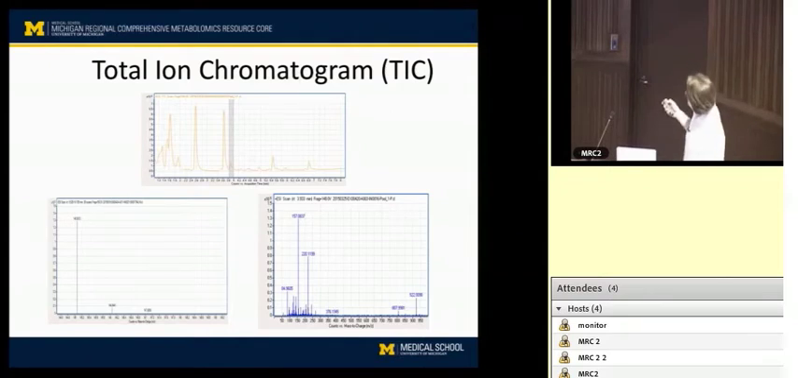So each of these particular ions here has that same isotopic distribution that we talked about. You just can't see it because it's all crunched together. But if you were to expand this out, each of these would have their own isotopic distribution, which allows us to do some other things with the data. So let me go forward.